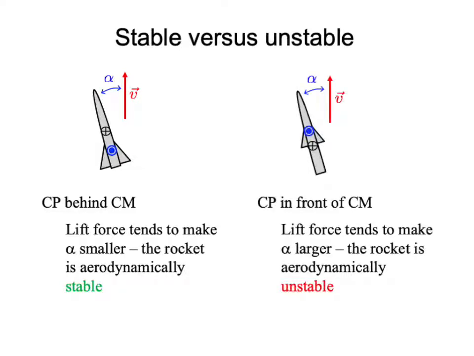But now let's suppose that the rocket has a different shape, a different distribution of mass. Maybe the fins are located in a different place, so that the center of pressure of the rocket is actually located in front of the center of mass. Then the lift force, again acting to the left in this diagram, will tend to make the angle of attack larger. It will tend to push the rocket more and more off of the line of its velocity. And so a small deviation from being perfectly lined up will tend to become larger. In other words, the rocket is aerodynamically unstable.